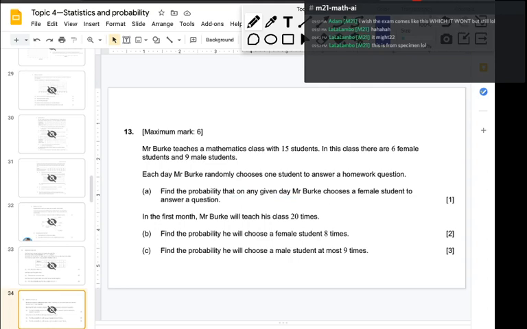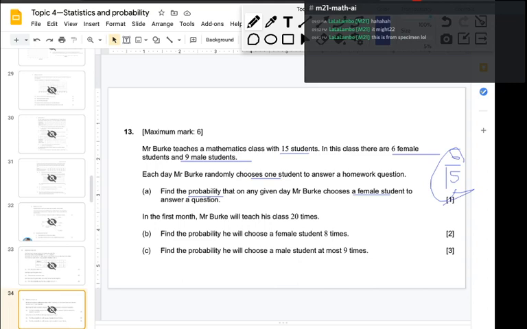Mr. Burkett teaches a mathematics class with 15 students. In this class, there are 6 female students and 9 male students. He randomly chooses one to answer a homework question. Find the probability that on any given day, Mr. Burkett chooses a female student to answer the question. So that's just easy, 6 over 15. Out of a total of 15 students, he randomly picks one, and it has to be female, and there are 6 females, so the chance of getting picked is 6 over 15.